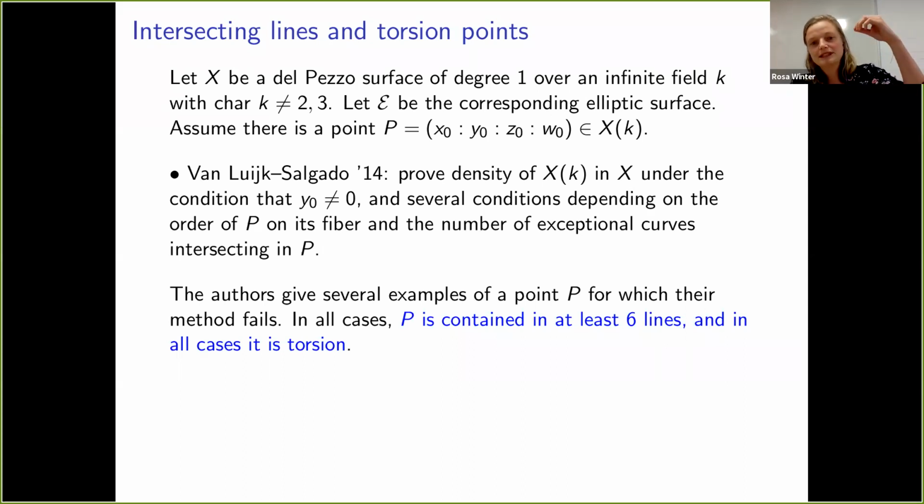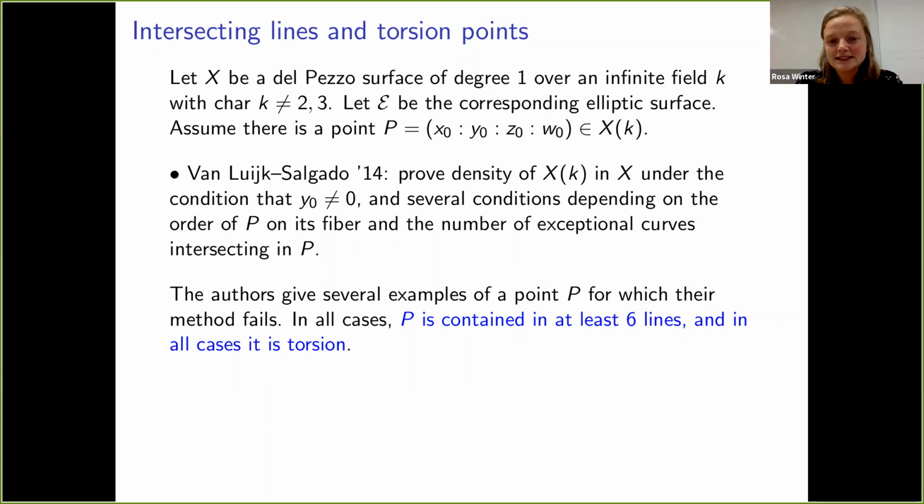Of course, P has an image on the fiber of this elliptic surface after blowing up, and their conditions depend really on the order of P on this fiber and also on the number of exceptional curves that intersect in P. So there, the order is already a bit related to the number of lines intersecting a point. And they also give several examples of points P for which their method would not work. Of course, there can still be other points on the surface for which the method works, but they just say that with these kinds of points, the method fails.